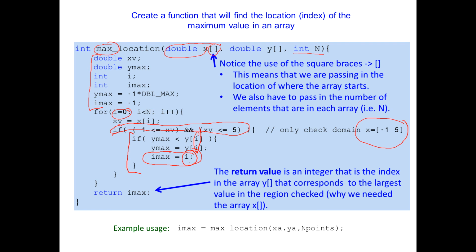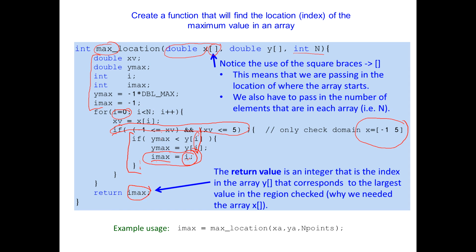Okay. So this goes through the entire set of points. We only check it if it's in the interval that we're interested in, and then when we find the maximum value, we keep track of where that occurred in terms of the index. Okay, so this i max is the index of the maximum value. All right, so when we're done, we are going to return i max.